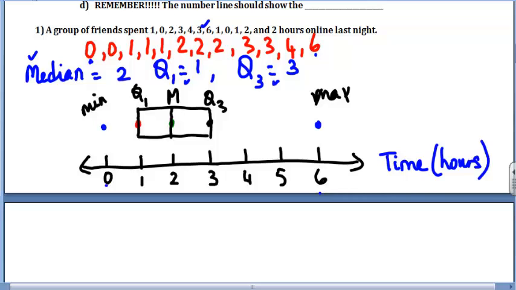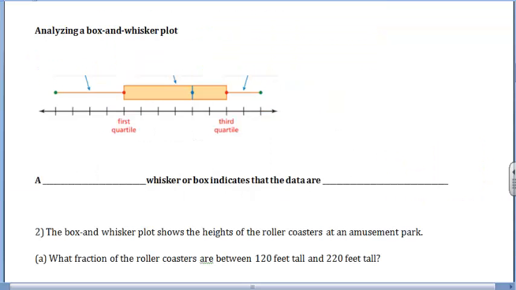Then you'll go ahead and connect from the box to the minimum value, the whisker. From the box, you'll connect to the maximum value, the other whisker. That's it. We are done making a box and whisker plot. Let's move on. Okay, the next important thing is to analyze a given box and whisker plot.